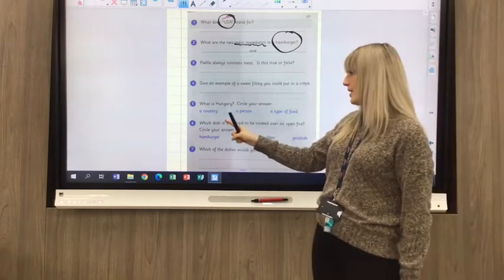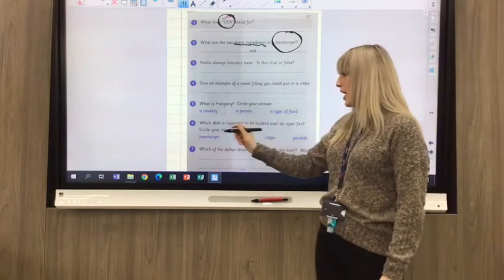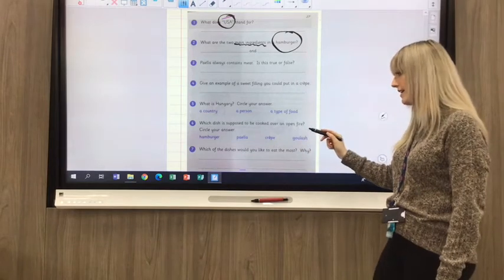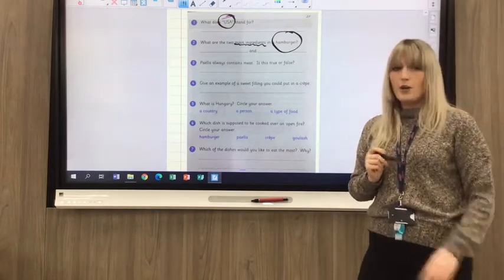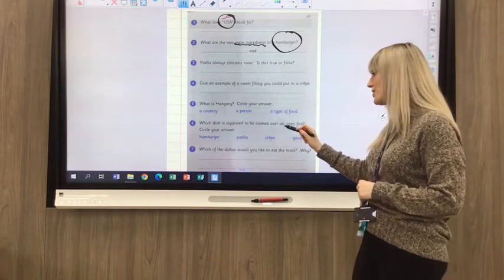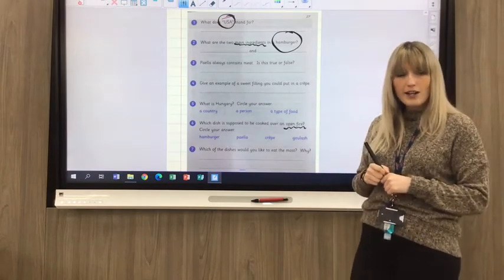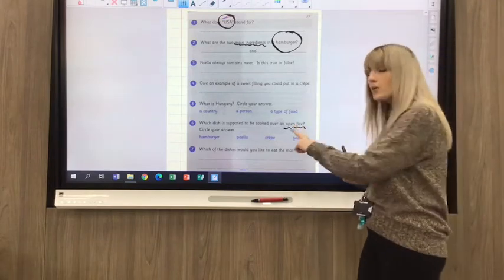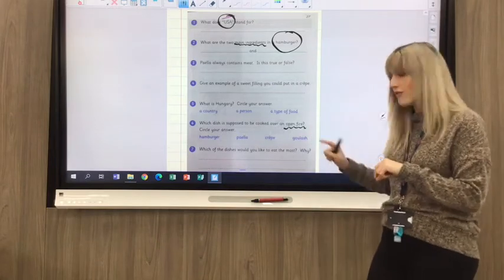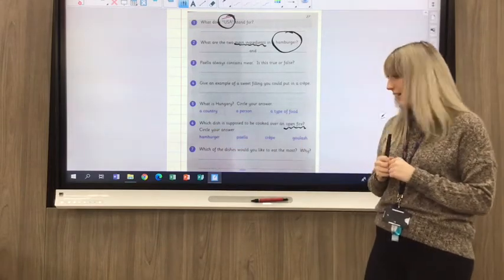Now when you get to question 6, it's a little bit different. Because it says which dish is supposed to be cooked over an open fire. So that doesn't tell us which section, which subheading to read. So I would choose the keywords open fire, and I would skim and scan the text, which means looking over it quite quickly at a fast pace to find those keywords. Once you find that keyword, look at which section you're in, and you should find your answer.